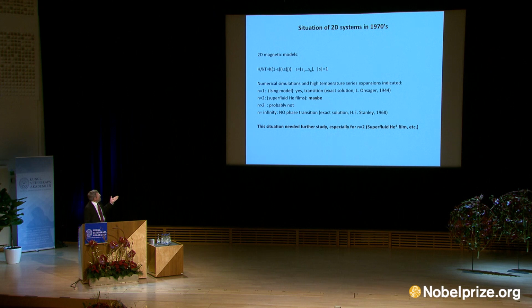And so what was known about these models at the time? Well, not much was solved. The only solved model was the n equals 1 case, spin up or down, otherwise known as the 2-dimensional Ising model. Now, this was solved by a most extraordinary calculation by Lars Onsager back in, when was it? In the 1940s. And in this model, yes, there is a phase transition, because we know that from the exact solution.